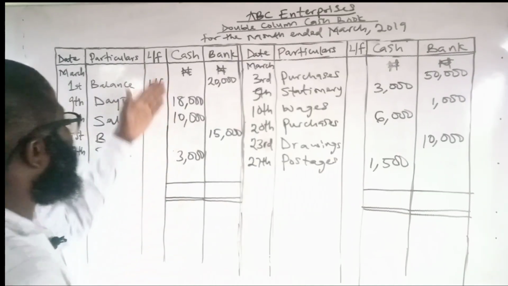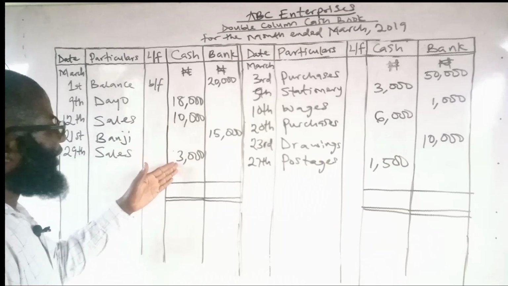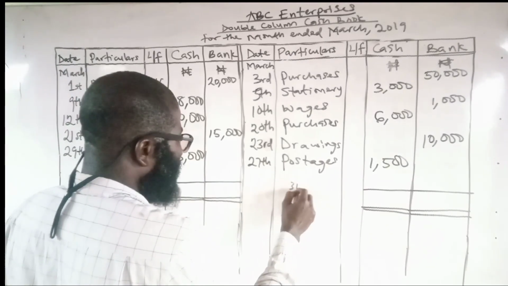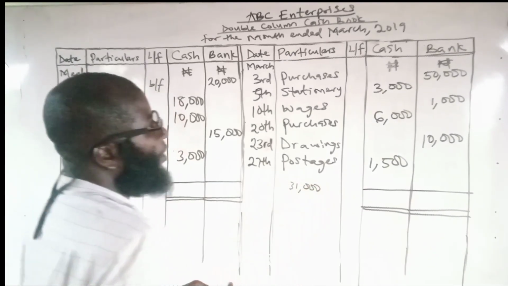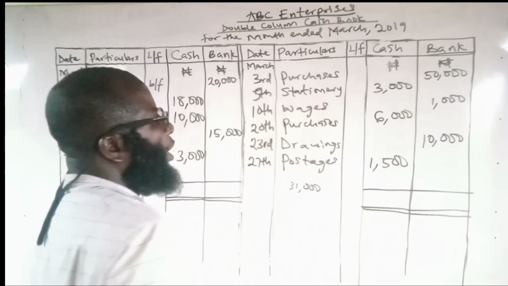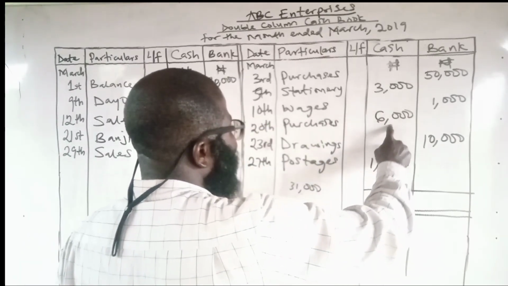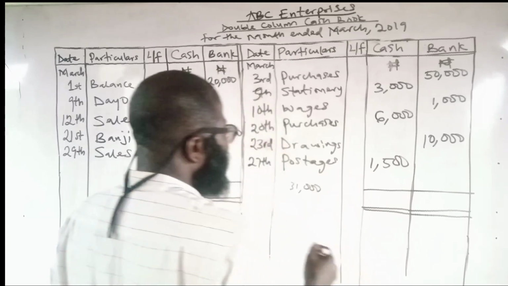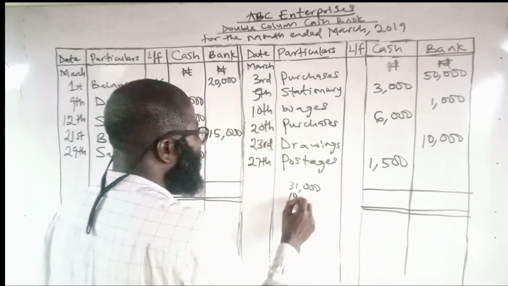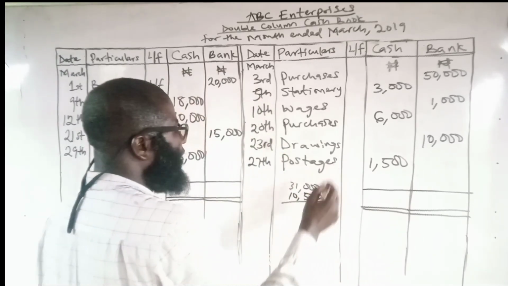Then you come here, 18, 28, 31. Then we have 31,000 naira for the cash column. Then let's calculate the credit side, the cash column. 3,000, 6,000, that is 9,000, plus 1,500, that is 10,500. 10,500. Then take it away.